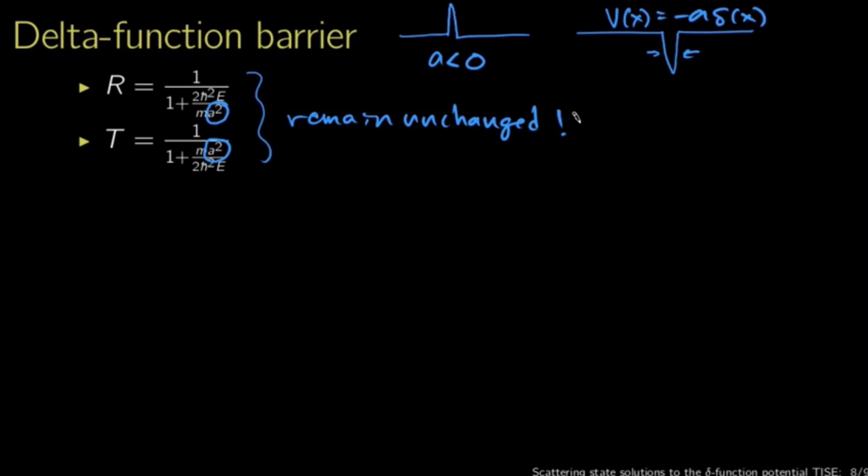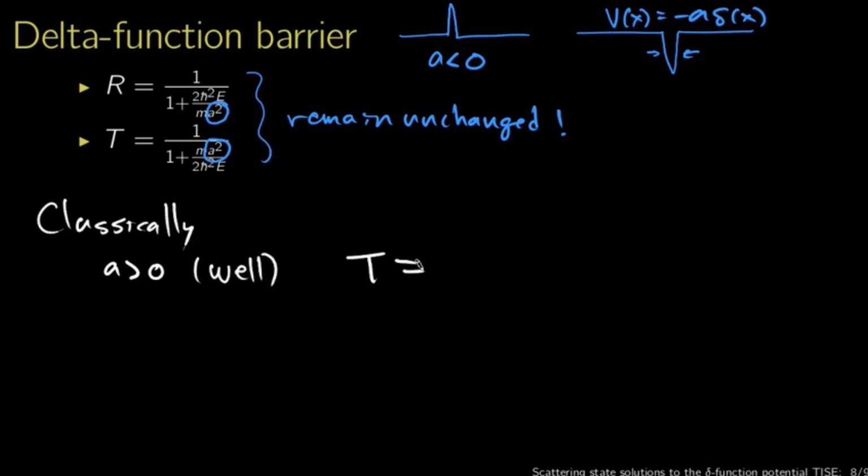That's very interesting. What we would have had classically is that if a is greater than 0, we have a well, we would have had transmission coefficient equal to 1 and reflection coefficient equal to 0. This is your cart rolling on a track that has a dip in it. Your cart rolls down the well, picks up speed, rolls up the well, loses speed, and then leaves with exactly the same speed as it entered. It certainly would never be reflected back, certainly not only some probabilistic fraction of the time.